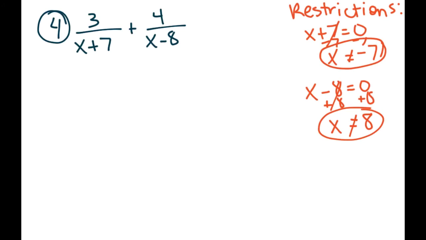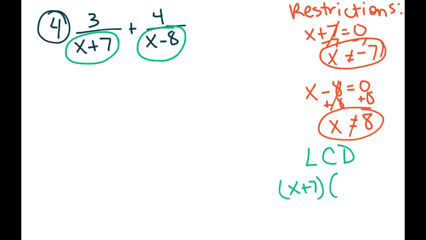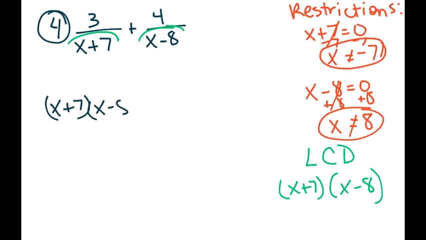Okay, my least common denominator. Well, I've got x plus 7 and I've got x minus 8. They don't have anything in common. They are not the same thing. So I am just going to multiply them together. So let's go ahead and start working the problem. I know to get a common denominator of x plus 7 times x minus 8.